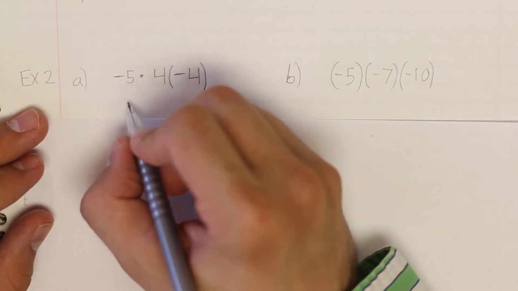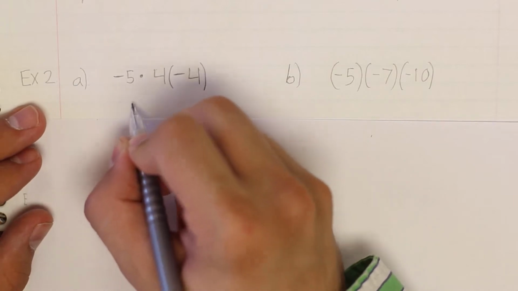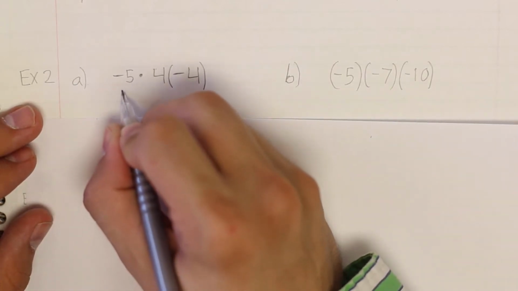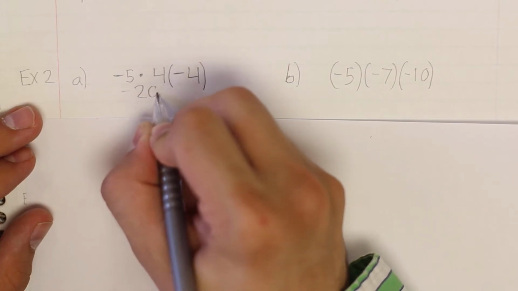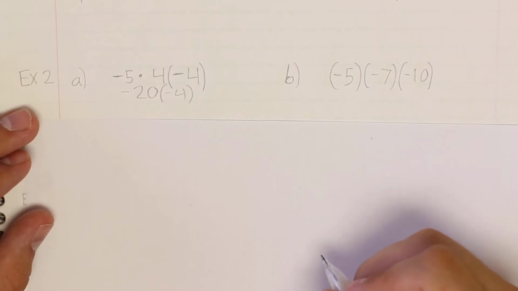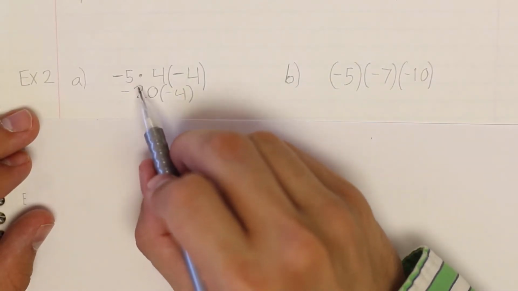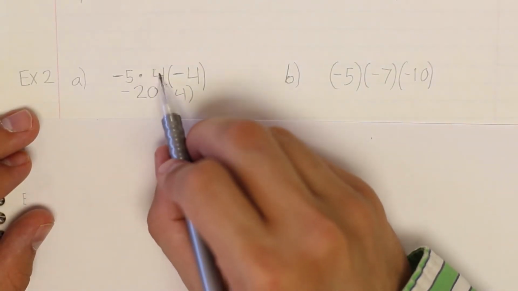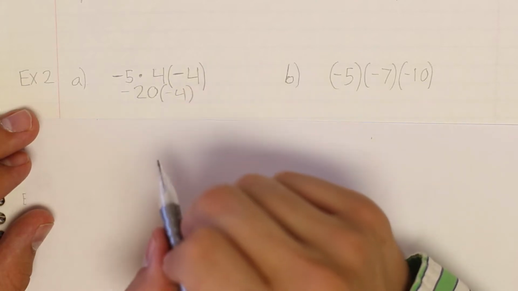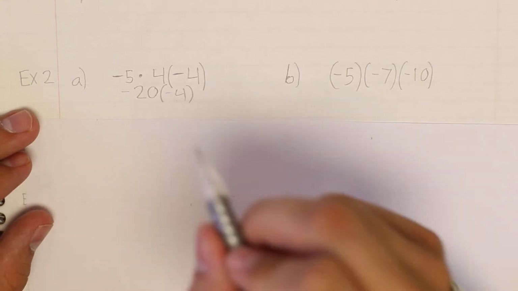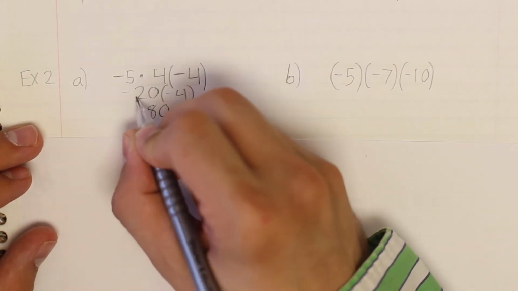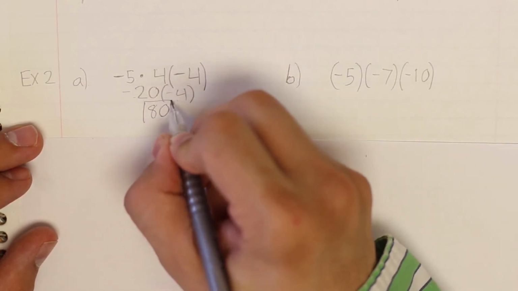So for the first example, we have negative 5 times 4. That would be negative 20, times negative 4. It's a negative 20 because the 5 is negative, the 4 is positive, and 5 times 4 is 20. So we have a negative 20. Now we say negative 20 times negative 4. Well, 4 times 20 is 80. Both numbers are negative, so my answer is positive.